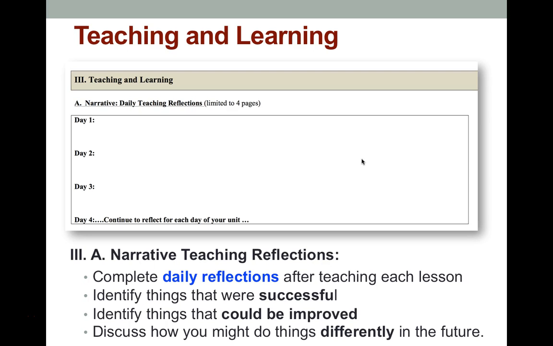The first area that you'll be asked is to reflect upon your daily teaching of each lesson. And here, as you teach, I might suggest that you jot down notes so that you can go back and remember, or that night write that daily reflection. What went well, what was successful, and then what things challenged you, and what you could do to maybe change it next time to make it better. So that's what you do on day 1, day 2, however many days it takes you to teach your lesson. You would kind of reflect upon how things went.